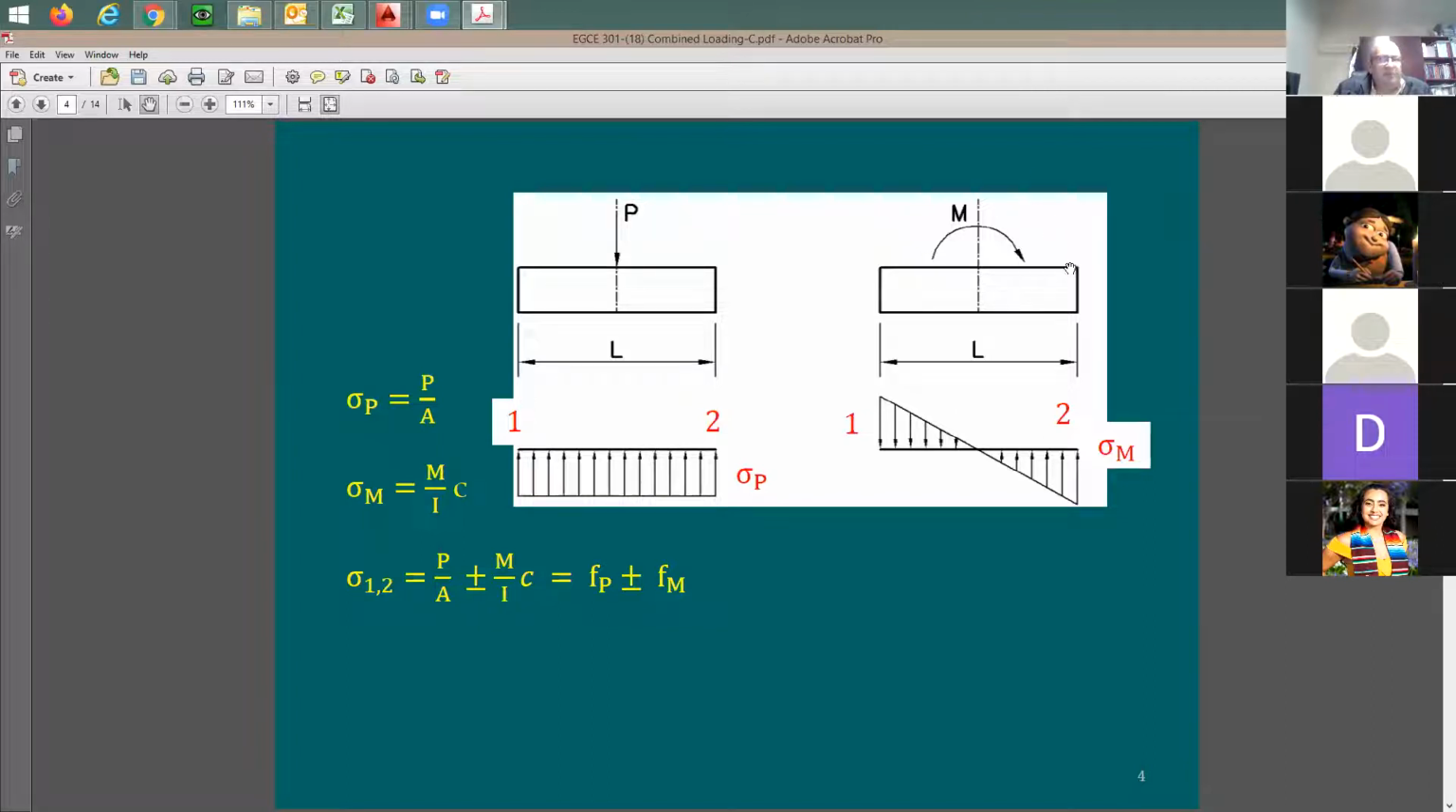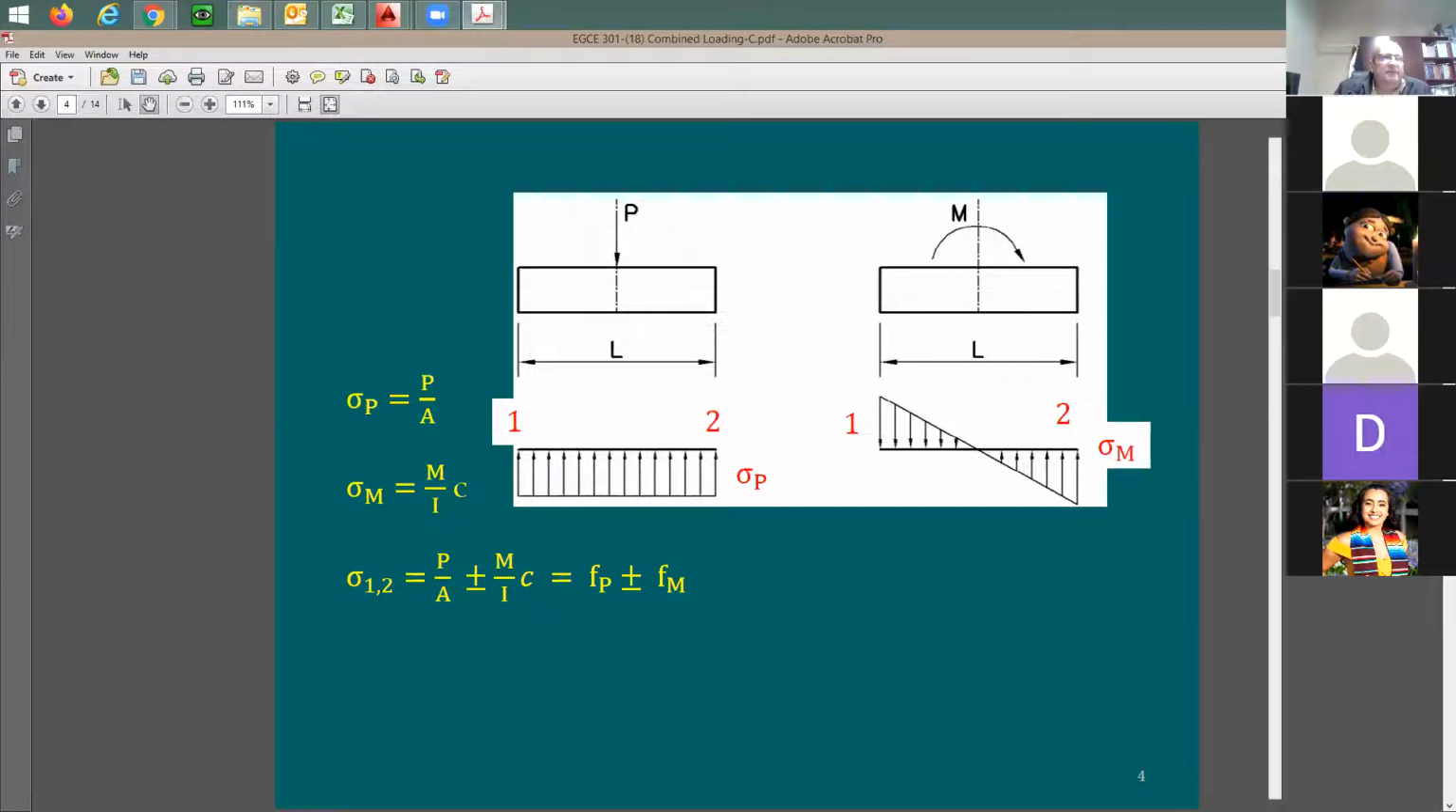How about when you have a moment? I'm going to be labeling the same points. This is going to be point 1, the left side, the right side, 1 and 2. The stress due to the moment is going to be equal to the applied bending moment divided by the moment of inertia, times C.